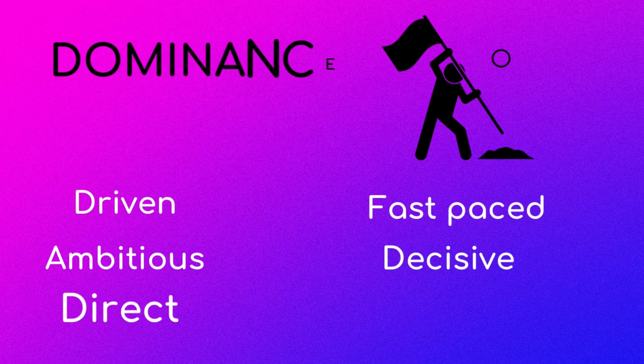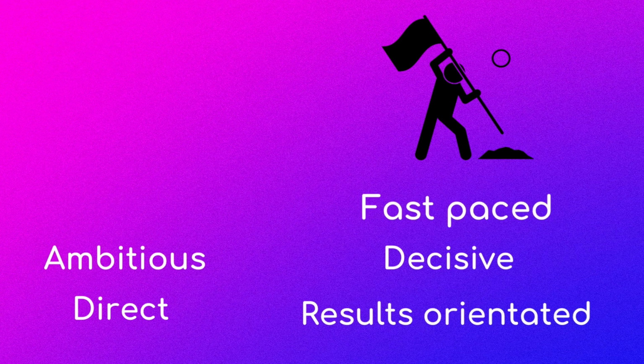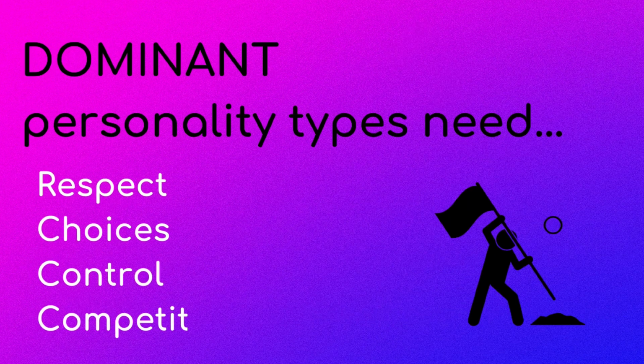If you're a dominant character, then you're driven, ambitious, direct, fast-paced, decisive and results-orientated. A dominant personality type needs respect, choices, control and competition.